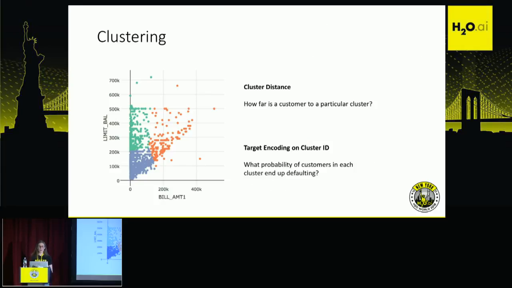The other idea is, OK, we have cluster ID, but cluster ID is just a categorical column. So let's do target encoding on that categorical column. So let's take the cluster ID. We'll group by it. What's the probability of someone defaulting in cluster 1? What about cluster 2? And so on. So that's another feature you may see come up.